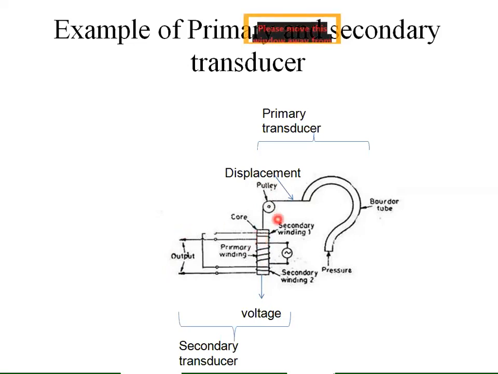So this primary transducer converts the pressure into displacement, and the secondary transducer converts this displacement into some voltage or current. The LVDT converts this displacement into voltage. So this is acting as the secondary transducer, and this is acting as the primary transducer.